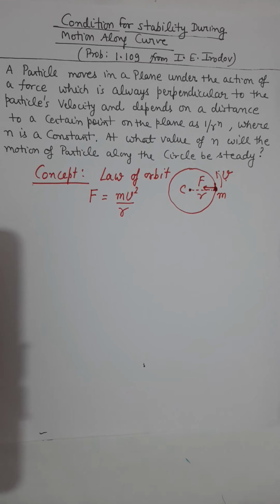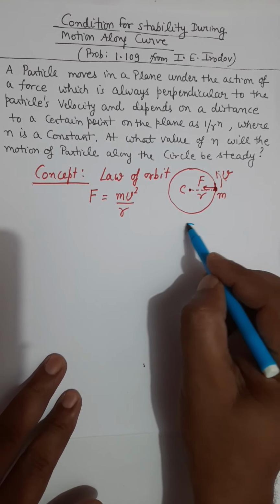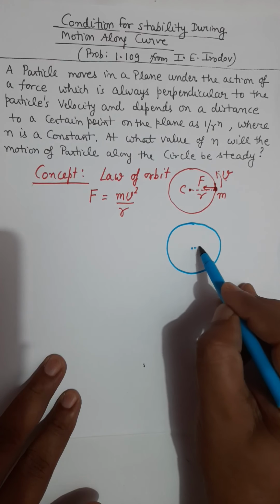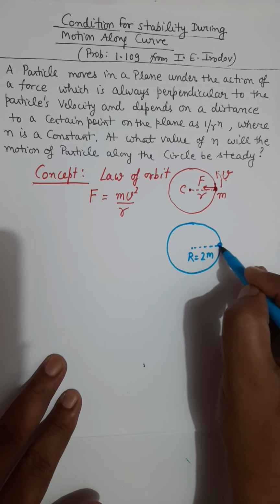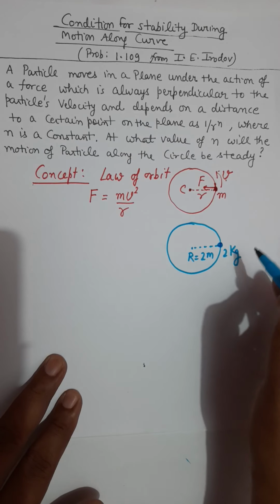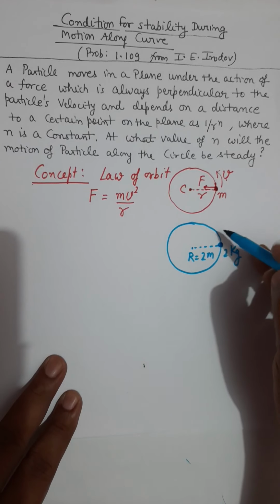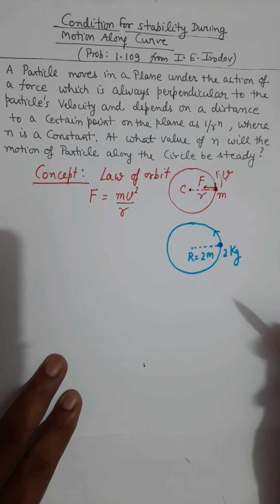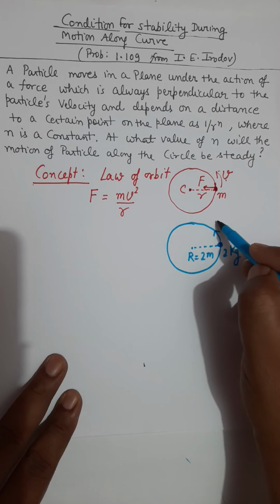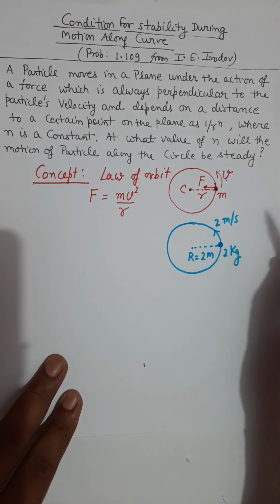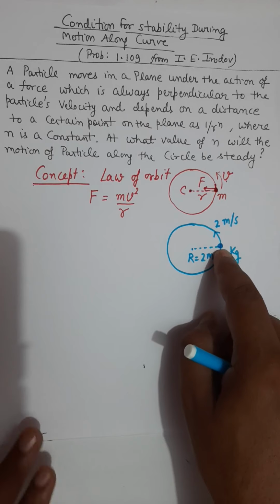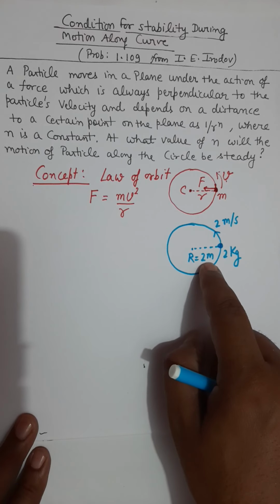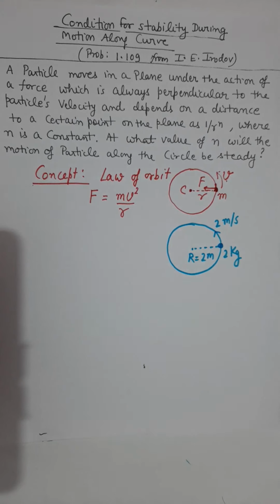I will explain it with an example now. Let's say we have a circular orbit of a given radius, let's say 2 meter. We have a particle of mass 2 kilogram, and we want that particle to move in this circle with a speed of 2 meter per second. So all my requirement is, I want a particle of 2 kilogram to move in a circle of radius 2 meter with a speed of 2 meter per second.